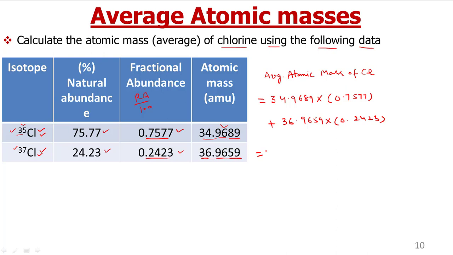Now if we solve it, let us see what we will get. 34.9689 multiplied by 0.7577 is equal to 26.4959, plus, next, 36.9659 into 0.2423. This is 8.9568.